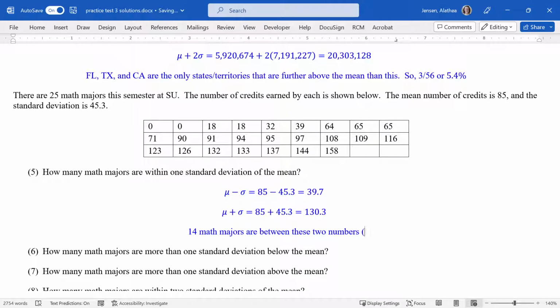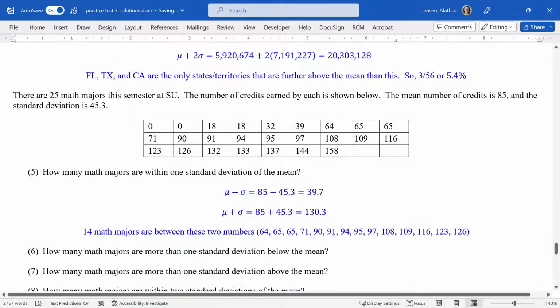So it's going to be 64. I'm just going to type these in here for people who are reading the solutions, because they're probably going to get mixed up about that 39. 94, 95, 97, 108, 109, 116, 123, 126.